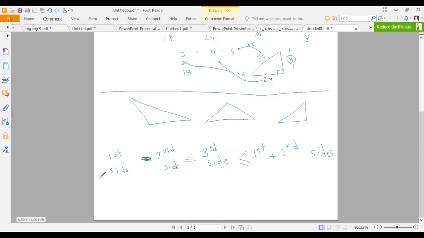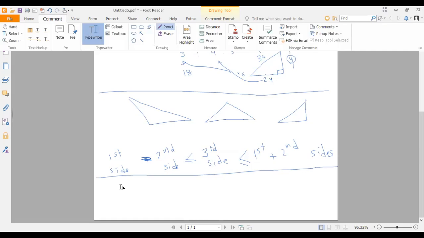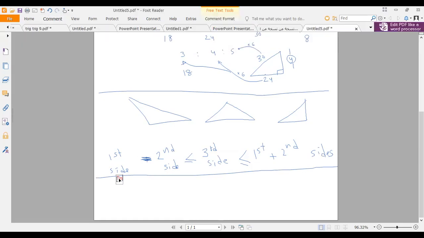So in some questions, you can find it in the exam or any book. You can find one like this here: find the expected third side length in a triangle that has, for example, 7 and 10.